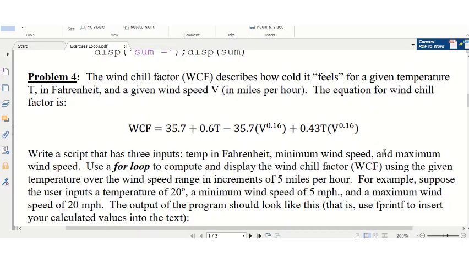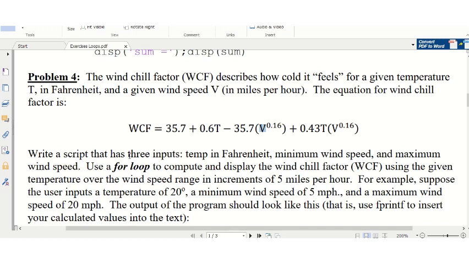The wind chill factor, simply WCF, describes how cold it feels for a given temperature T in Fahrenheit and a given wind speed V. One equation for wind chill factor is given here. We are trying to calculate the wind chill factor for the given conditions. The given inputs are temperature in Fahrenheit and wind velocity.